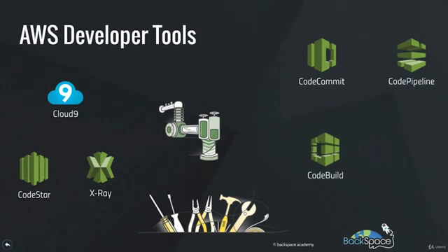AWS Code Build compiles your source code, runs tests, and then produces software packages that are ready to deploy on AWS. AWS Code Deploy is a service that automates software deployments to a variety of compute services, including Amazon EC2, AWS Lambda, and even instances that are running on premises.